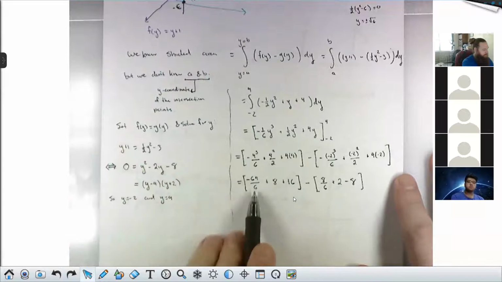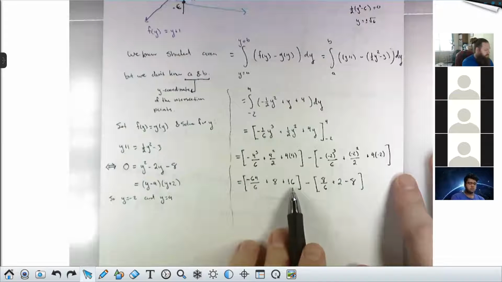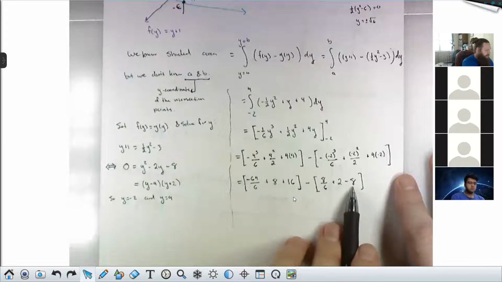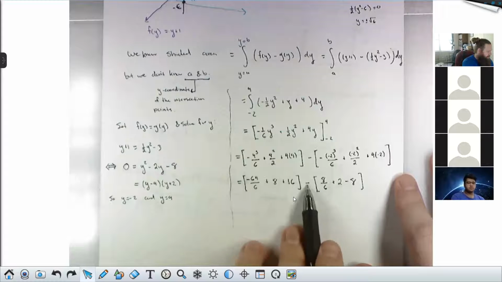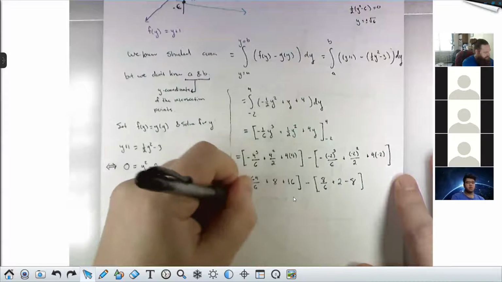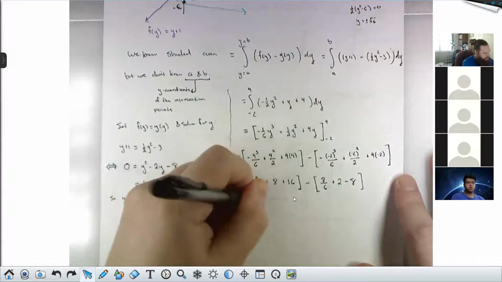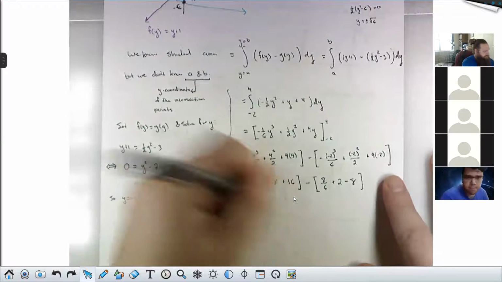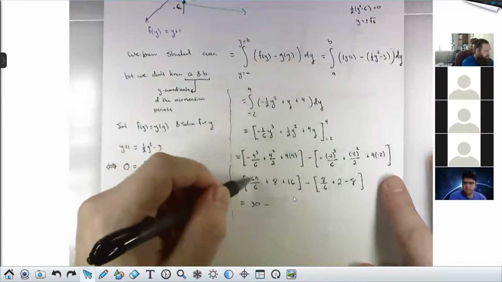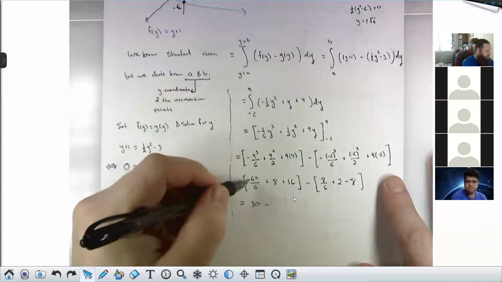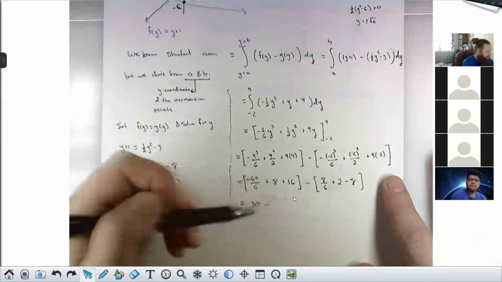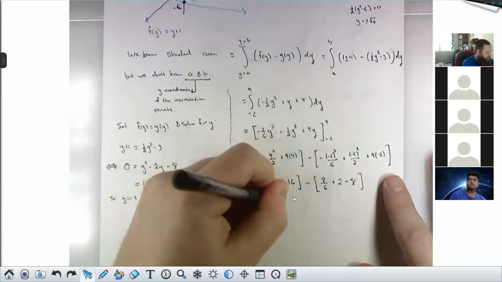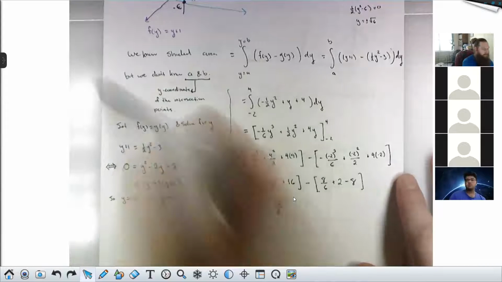Okay, so I have 2 ratios over 6, and then I have a bunch of integers. 8 plus 16 is 24. 2 minus 8 is -6. That's 24 minus -6. 24 plus 6, which is 30. That's the integer part. And then I have minus 64/6 minus 8/6. So -64 minus 8 is -72. So -72/6 from the fractions.